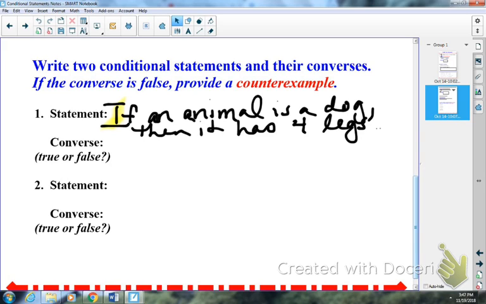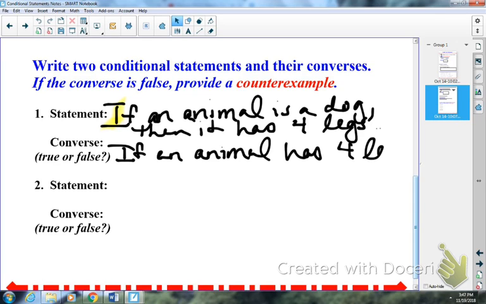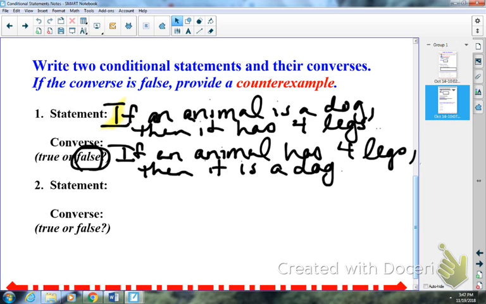So for the converse, you're going to switch the hypothesis and conclusion. You would say, if an animal has 4 legs, then it is a dog. Again, I formed that by just interchanging the hypothesis and conclusion. So we'll look at that statement: an animal having 4 legs doesn't mean it's a dog. Hopefully you're going to think no. So this statement is false.